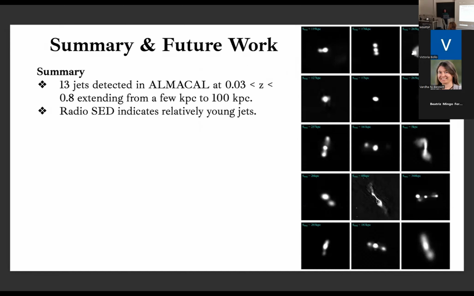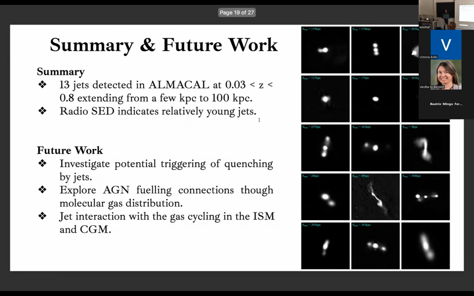That leads me to the end of my presentation. We have detected 13 jets in ALMA CAL below 0.8 redshift, and they extend from a few kiloparsecs to 100 or more kiloparsecs. In this figure, you can see the radio emission of all this subsample. Radio CDs usually indicate that these jets are relatively young. Also, the fact that they are detected in millimeter wavelengths could indicate that they are quite young.